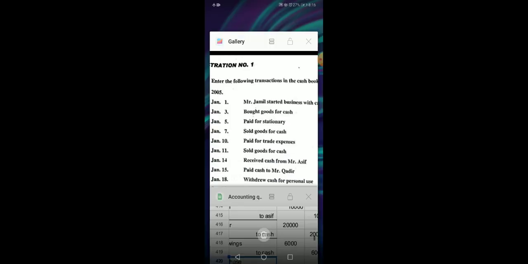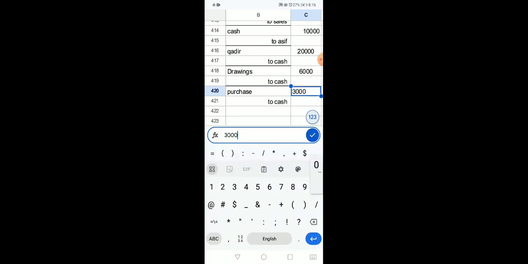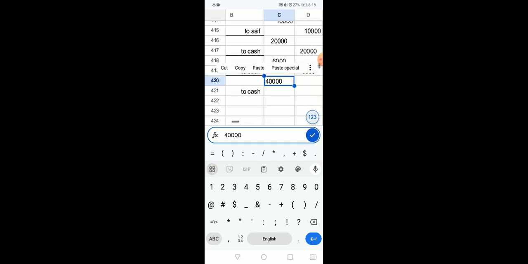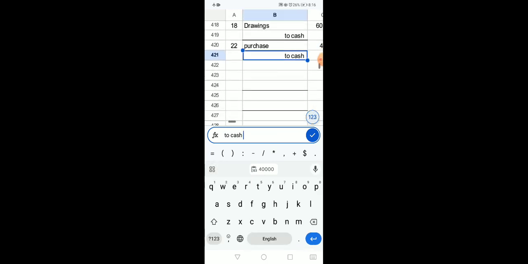Let's see how much the amount of entry number 22 is after 6,000. So we have, after entry number 18's 6,000, it's 40,000. So you will be writing 40,000 on the debit side, and the same amount you will be writing on your credit side. So this way entry number 22 is completed. What you will do, just put a line after the entry as it has been completed. After 22, let's see what it is.